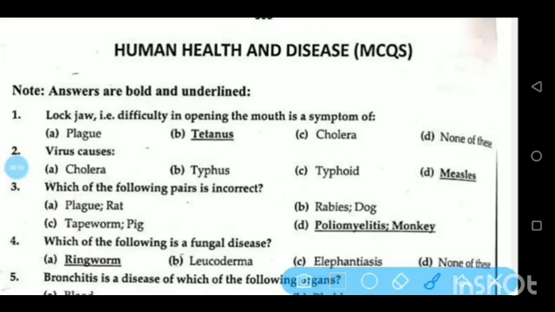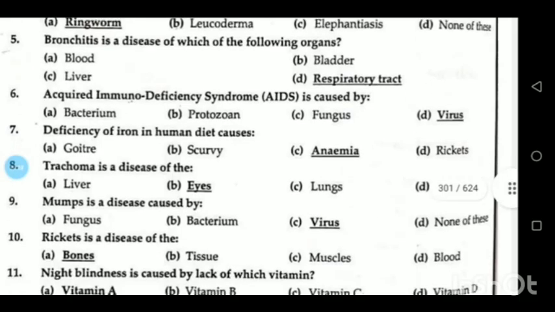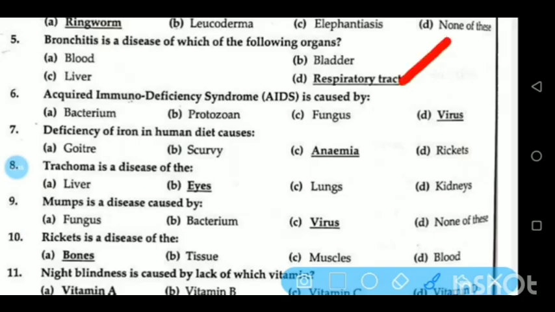Now we will revise human health and disease MCQs. First one is locked jaw, that is difficulty in opening the mouth is a symptom of tetanus. Virus causes measles. Which of the following pairs is incorrect? Poliomyelitis, monkey. Which of the following is a fungal disease? Ringworm. Bronchitis is a disease of which of the following organs? Respiratory tract.